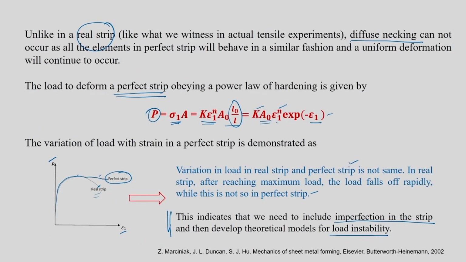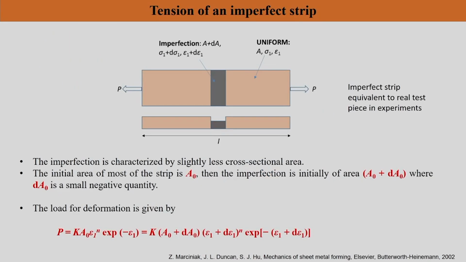Okay. So, now this is the situation with respect to your perfect strip. Now we are going to convert this perfect strip into an imperfect strip by including some imperfection in the strip, and how we are going to consider it is given in this particular section.